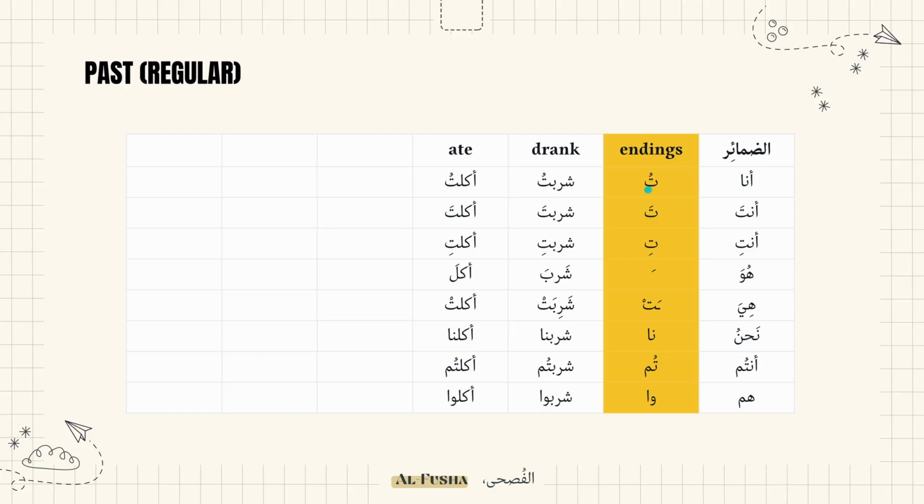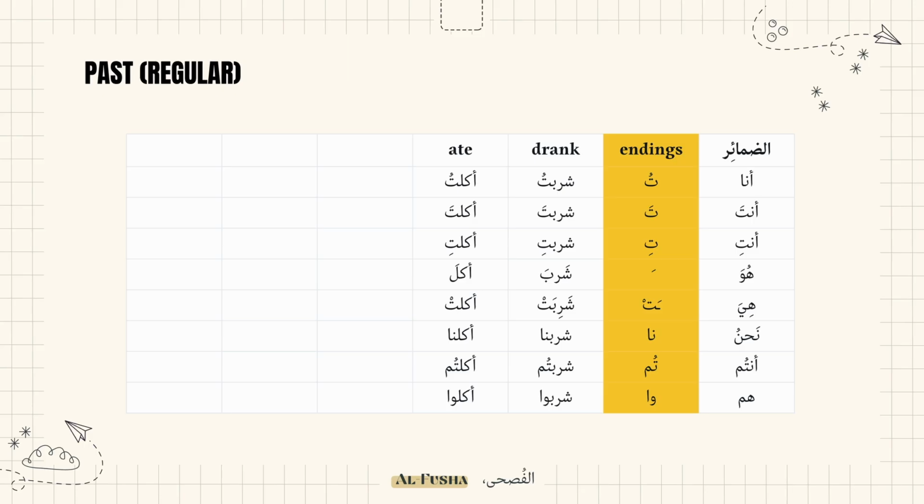Look, أنا, it takes two. أنت, you follow the rhyme. أنت تا, أنتِ تي. It's really easy. أنا أكلت. أنت أكلت. أنتِ أكلتِ. Then for huwa and hiya, huwa is the simplest one, so you memorize it already.